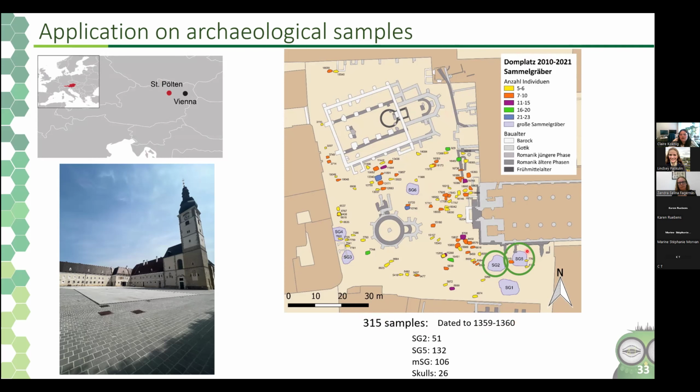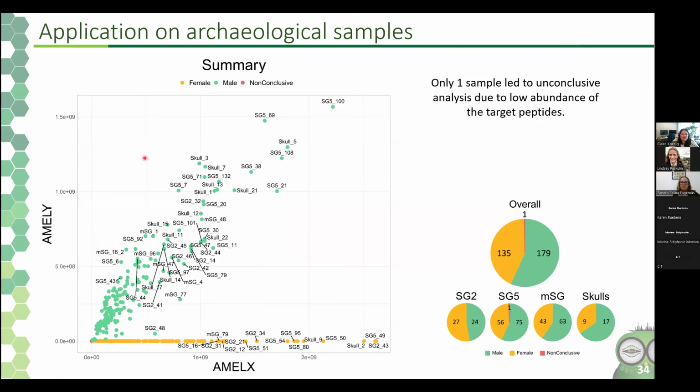And so we had samples corresponding to those mass graves, so SG2, SG5, and also 106 samples from smaller mass graves and a few skulls that were kept for anatomical studies. So altogether, we managed to analyze all of our samples and get a sex identification for all of them except one that was injected into low abundance.